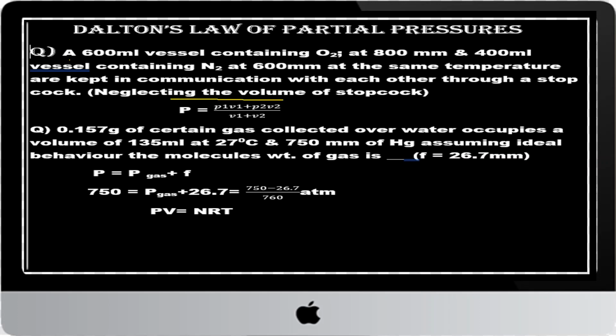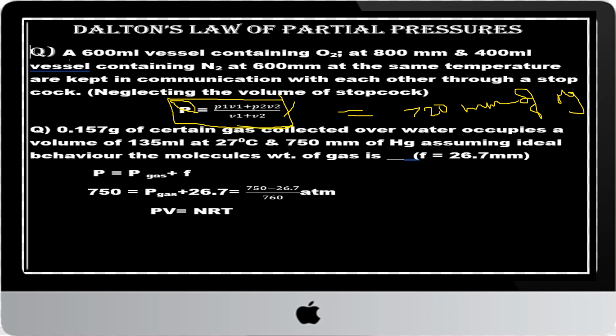Simply use this relation: P equals (P1V1 plus P2V2) by (V1 plus V2). You get the answer for this, and the answer is 720 mm of Hg. Check it. It's an easy question. Remember that the resulting pressure equals (P1V1 plus P2V2) by (V1 plus V2).